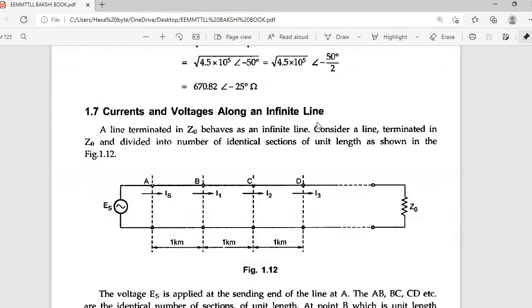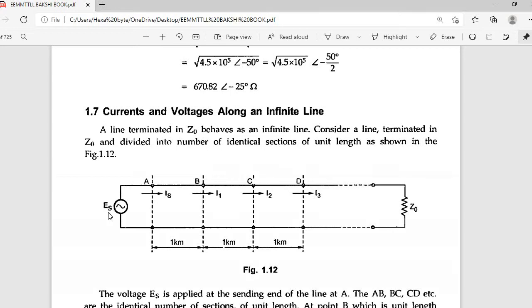Now currents and voltages along an infinite line. Let me see the current and voltages along the infinite line. Here we are showing the infinite line. The line is terminated with Z0. The dotted lines represent that the line is going to be infinite, so at the end of the infinite line we connect Z0. Is it really possible in real life? No, it is not possible, but it is assumed to be an infinite line length of this transmission line, with Z0. So let us take it and observe what the relation is.